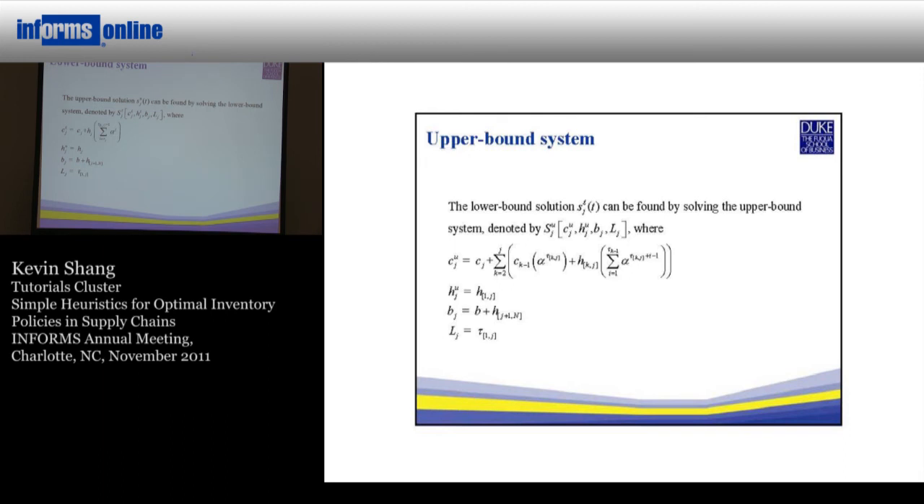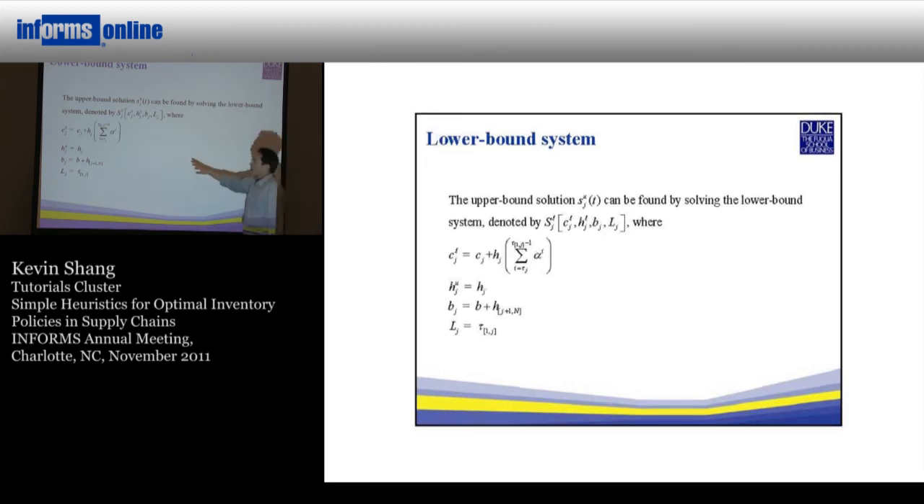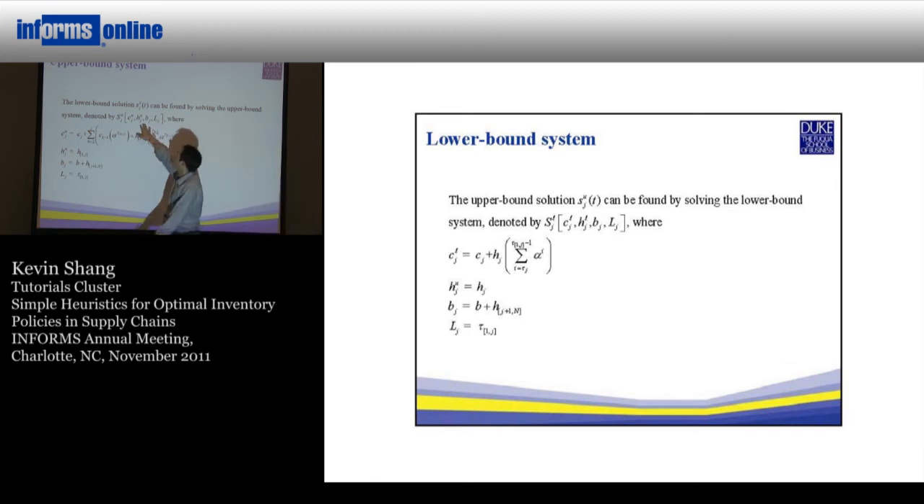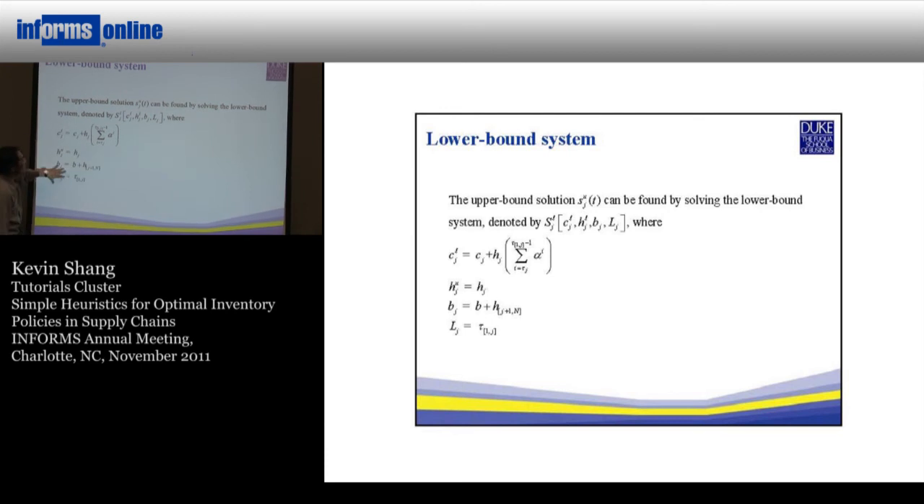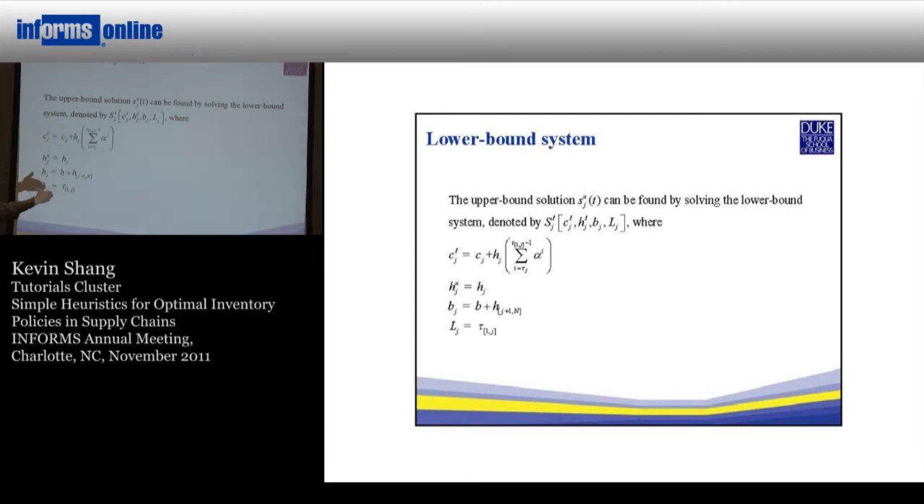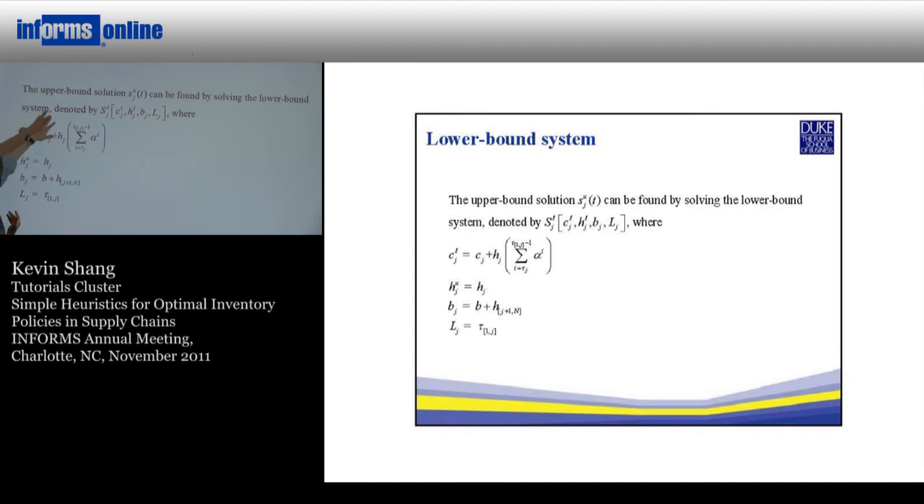Similarly, if you recall, how do I generate the lower bound system? I basically restrict the holding cost and purchase cost equal to 0. So all you have to do is change those downstream ordering costs to C and holding costs equal to 0, and you get another parallel system, which is the lower bound system. If you solve this system, you also generate the base levels, and those solutions, SJU, are the upper bound to the original exact optimal solution.